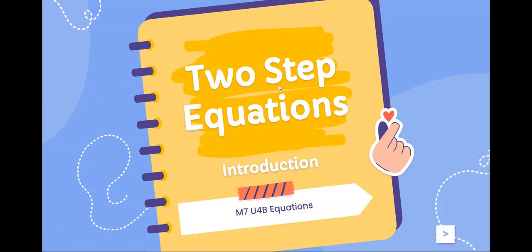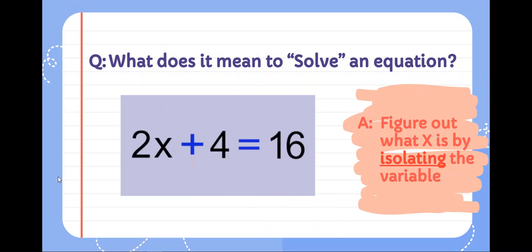Hi, today we're going to be talking about how to solve two-step equations. So what does it mean to solve an equation? If we have an equation 2x plus 4 equals 16, what they're asking us to do when we're solving an equation is to figure out what x has to be, what's the value x has to be in order to make both sides equal. And we do that by isolating or getting the variable by itself.